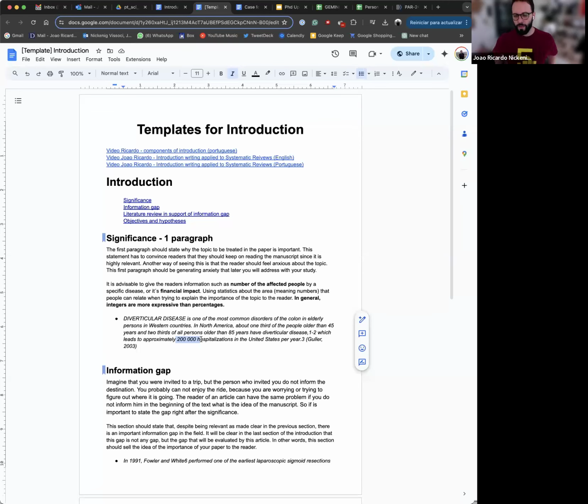If you don't have integers to share, you can share prevalences. It depends on who is reading the document. But you always want to try to give this sense of urgency on what people are reading. Got it. Thank you. Sure, sure.